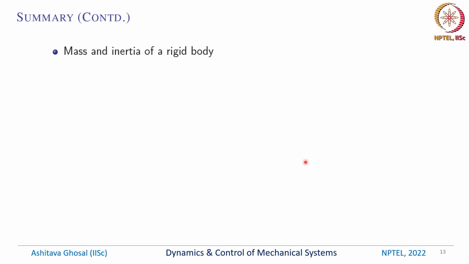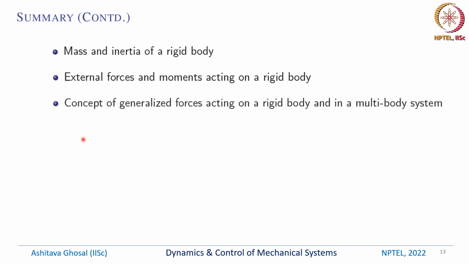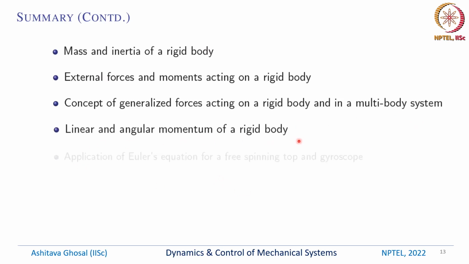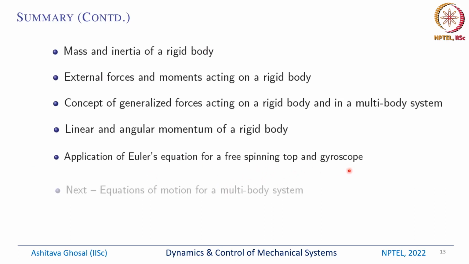So in summary, for this whole week, I have looked at what is mass and inertia of a rigid body. We have looked at external forces and moments acting on a rigid body. And then we have looked at the concept of generalized forces acting on a rigid body and in a multi-body system. We have looked at linear and angular momentum of a rigid body. And then we looked at application of Euler equations, which is that the rate of change of angular momentum is equal to the external moment. And we applied this for two kinds of examples: a free spinning top and a gyroscope.